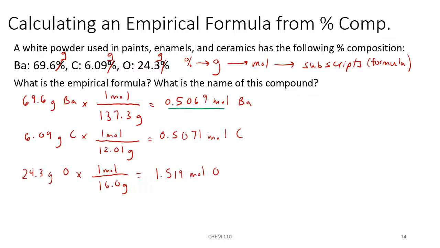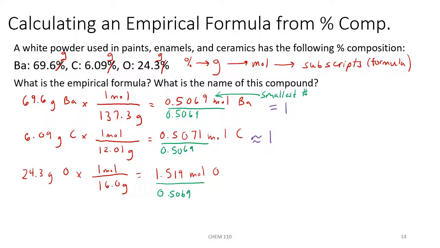So we're going to take the number for barium, the moles, which is 0.5069, and divide it by itself. Then we're going to divide the moles of carbon by this number. And then lastly, the moles of oxygen by this number, because this was our smallest one. So we divided all of the moles by that smallest one. When we divide the moles of barium by itself, we should get 1. Notice the moles of carbon and the moles of barium were about the same. That should give us about 1 as well.